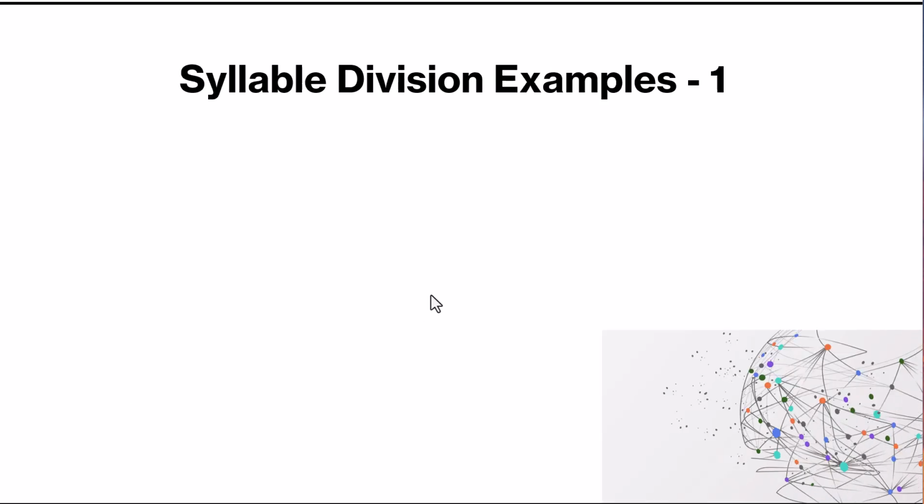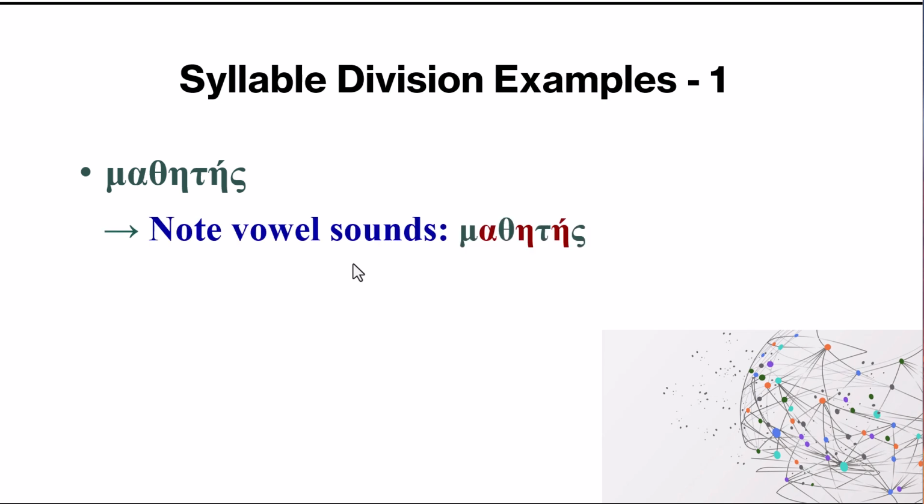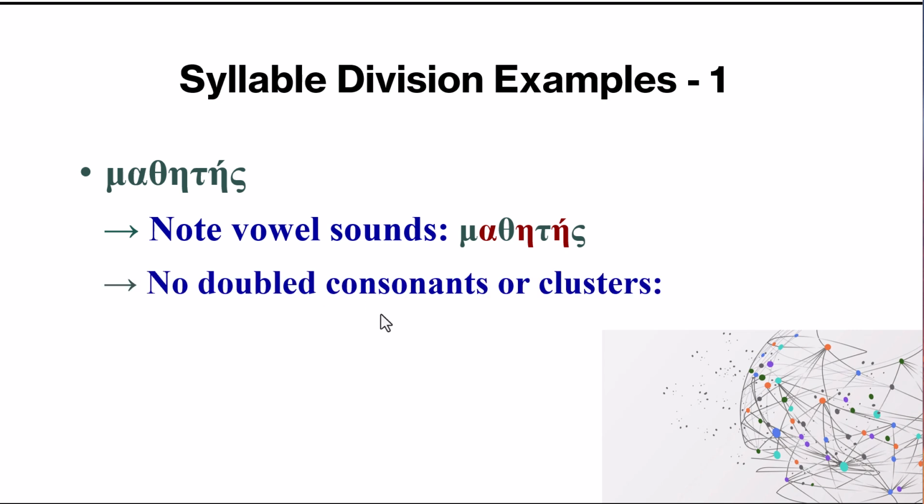Here's some examples. Mathetes, as disciple. The vowel sounds, we've got an alpha, an eta, and another eta. So we're going to have three syllables. We have no double consonants or consonant clusters, and so this is pretty straightforward. We have ma, the, tes.